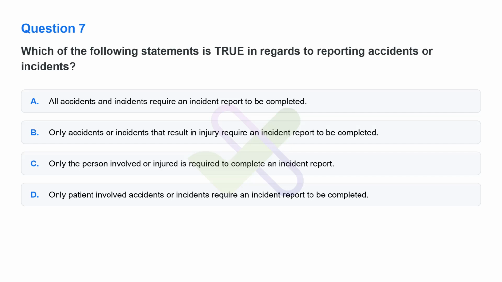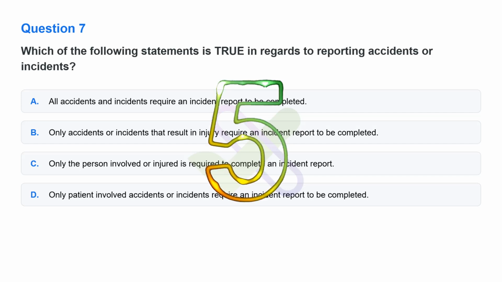Which of the following statements is true in regards to reporting accidents or incidents? A. All accidents and incidents require an incident report to be completed. B. Only accidents or incidents that result in injury require an incident report to be completed. C. Only the person involved or injured is required to complete an incident report. D. Only patient-involved accidents or incidents require an incident report to be completed.